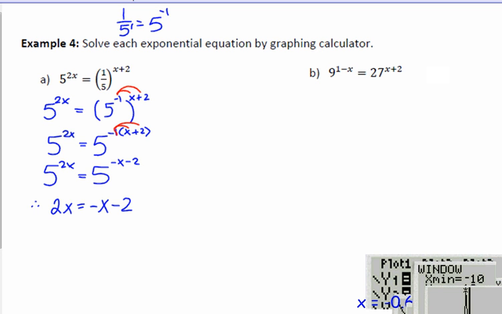Add x. We want to get x by itself, so let's move this x to this x. Well, we have to combine the x's so we can get x by itself. So I'm going to move this guy to combine them, which is 3x equals -2.